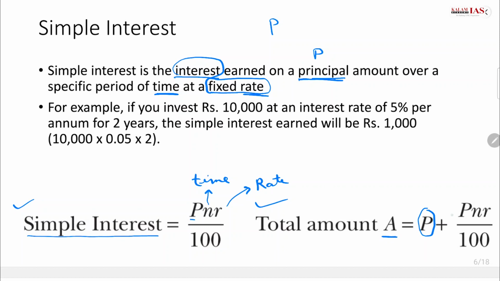and the total amount will be the principal amount plus the interest amount. This is the simple interest. So addition of these two things will give the total amount.